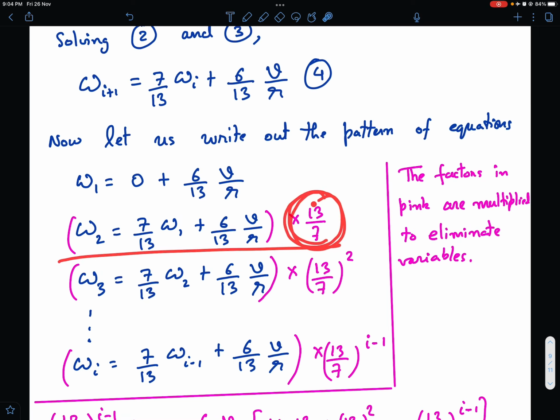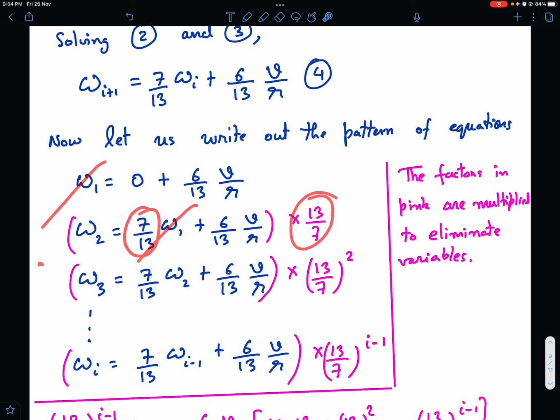So if you multiply this by 13 by 7, this 13 by 7 cancels this 7 by 13, and this again becomes omega 1. So here omega 1 is on the LHS, and here omega 1 will be on the RHS, and this omega 1 will cancel off with this omega 1 after multiplying by 13 by 7. So you can see that this term will cancel out.